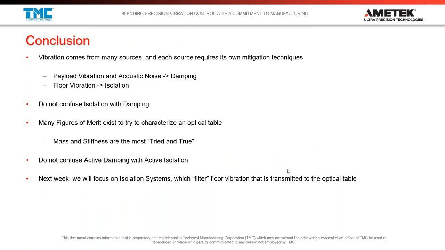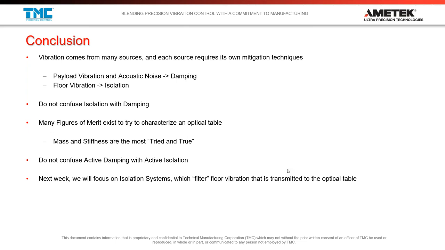I'm going to conclude and then end with a brief preview of next week. But in summary, vibration comes from many sources, and each source requires its own mitigation techniques. And so when you're looking at your payload vibration and your acoustic noise and environmental noise coming in from around and on the payload, damping is going to be what you are looking for. But when you've got a vibrating floor from those external influences, like people walking and trains going by, you want to think about isolation. And don't confuse isolation with damping. Even if you have active damping, that's not isolation.